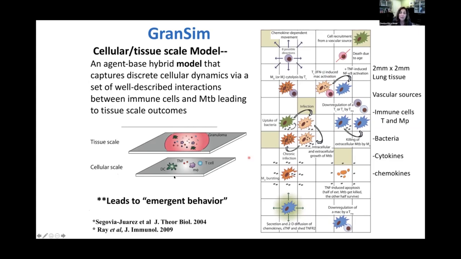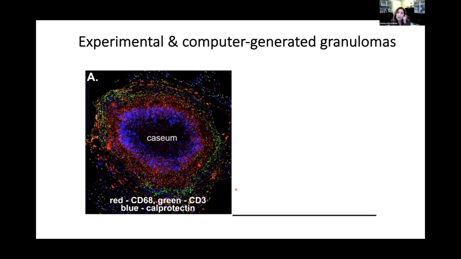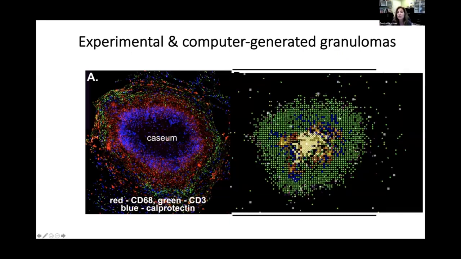What happens here at the cellular scale, we see the readout of a granuloma. We do not tell it to draw a granuloma. A granuloma is a natural manifestation of this agent-based model. It's called emergent behavior. Here I'm showing you an immunohistochemistry slice of a granuloma from a non-human primate that's been stained to look at different cell types, and here's our computer-generated granuloma.